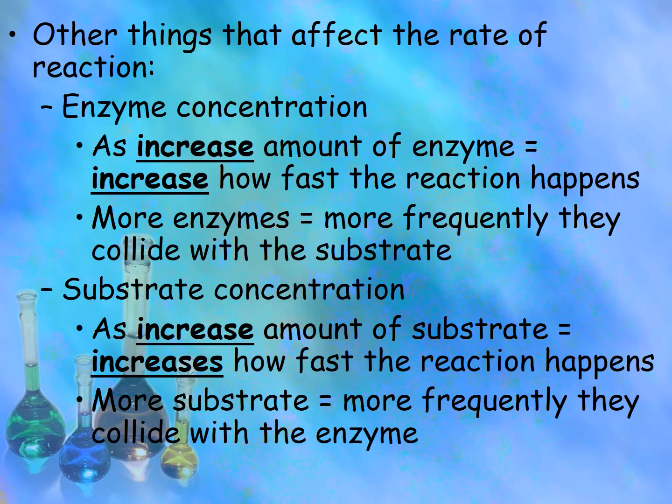Other things that can affect the rate of a reaction is the enzyme concentration. How much of that enzyme is available will determine how fast reactions can occur. So an increase in the amount of enzyme usually equals an increase of how fast the reaction happens. More enzymes means they are more frequently going to collide with the substrate. Also, substrate concentration, if there is more substrate to work with, more of the ingredients or reactants. An increase in the amount of substrate usually increases how fast the reaction happens. If there's more substrate, they are more frequently going to collide with the enzyme.